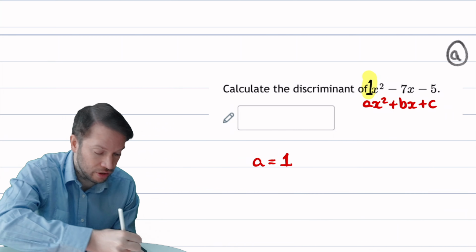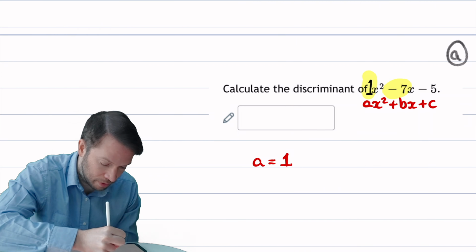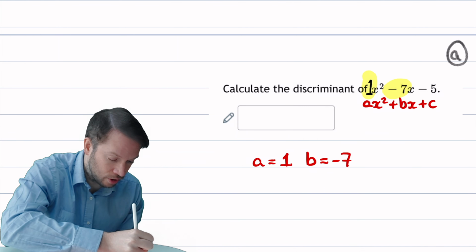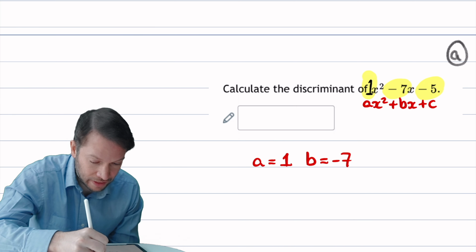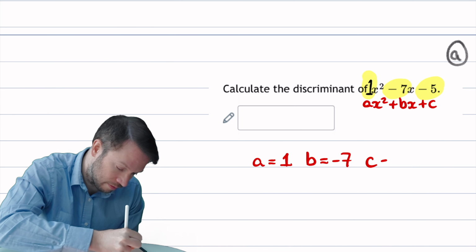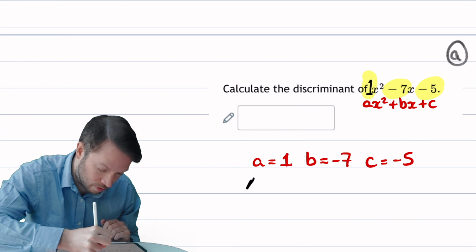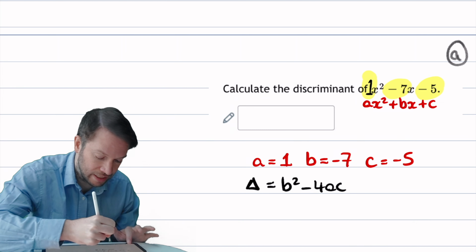b is the coefficient of x, so the number in front of the x term. So that we can see is minus 7. And c is the constant term, the term without any variables in it. So we can see that's minus 5. So we said the discriminant was b squared minus 4ac. So let's just substitute into that.